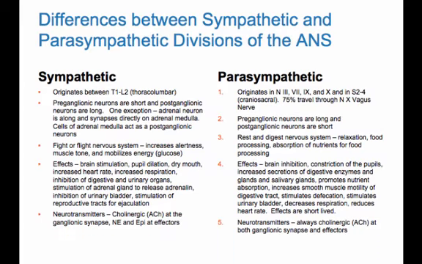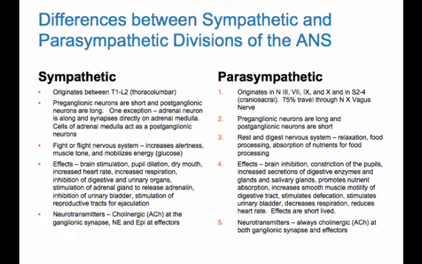In summary, the big differences between the sympathetic nervous system and the parasympathetic nervous system are as follows. 1. The sympathetic nervous system originates in the spinal cord between T1 and L2 and is called the thoracolumbar division, whereas the parasympathetic nervous system originates in cranial nerves 3, 7, 9, and 10, and sacral nerves 2 through 4, and is called the craniosacral division. 75% of all parasympathetic instruction will travel through cranial nerve 10, the vagus nerve.